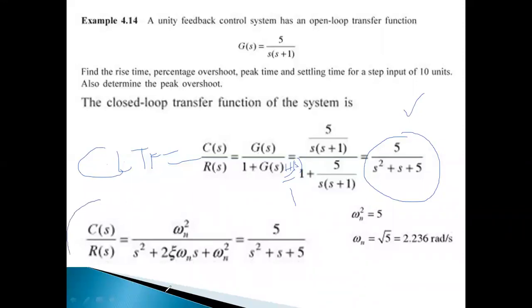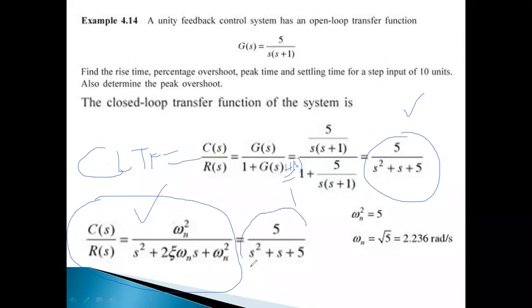Now, the standard form of the closed loop transfer function. This is a second order system. The standard form is ωn²/(s² + 2ζωn s + ωn²). This is very, very important. We have to remember this one, the standard form of a closed loop second order system: ωn²/(s² + 2ζωn s + ωn²).